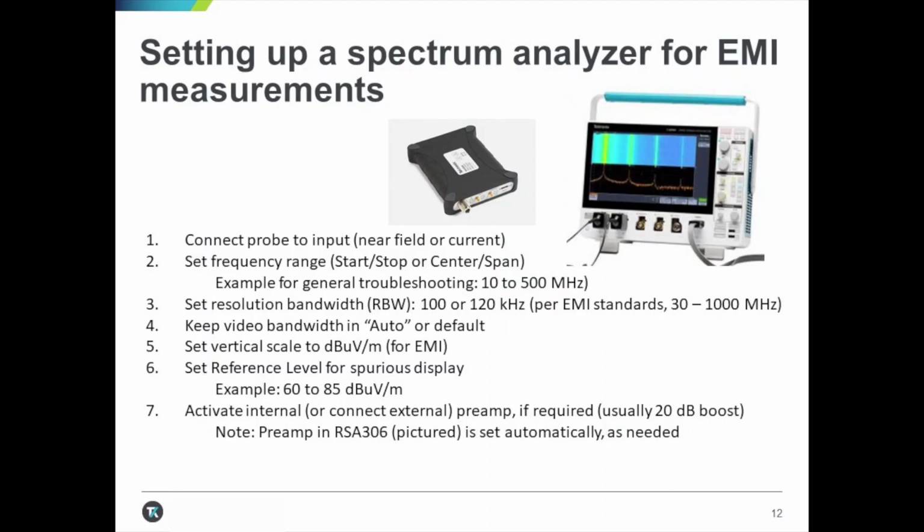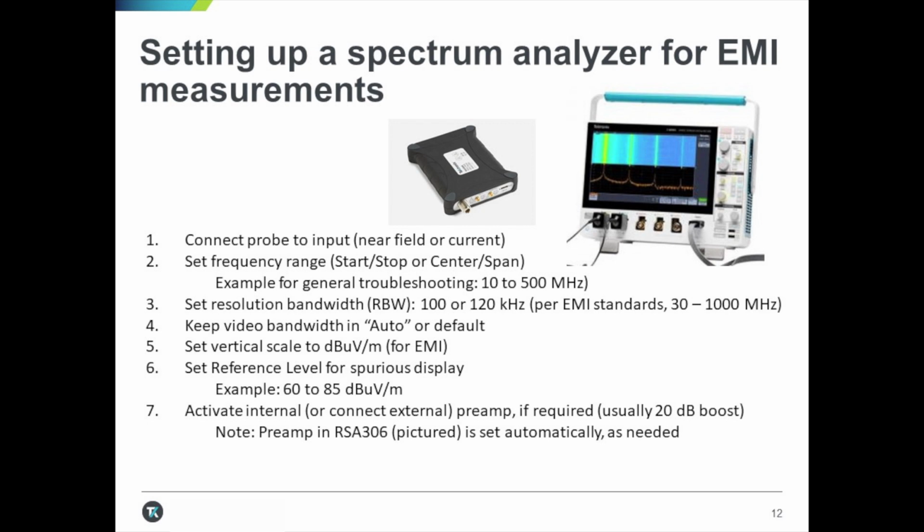So the first thing we need to do is set up our spectrum analyzer or RF-capable oscilloscope to take these sorts of measurements. First, we want to connect our probe. Both either the near-field probe or the current probe can be connected in this way to the RF input of the instrument. Then we set the frequency range: start, stop, center, and span. Third, we want to set the resolution bandwidth. It's either 100 or 120 kilohertz usually for EMI testing below a gigahertz.